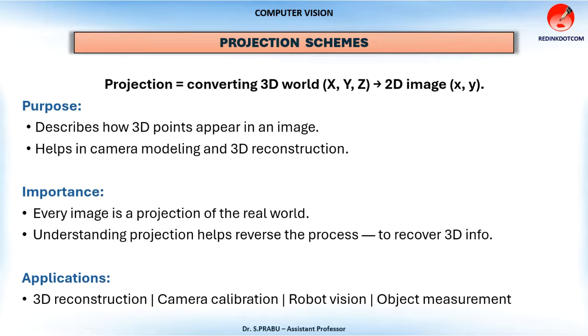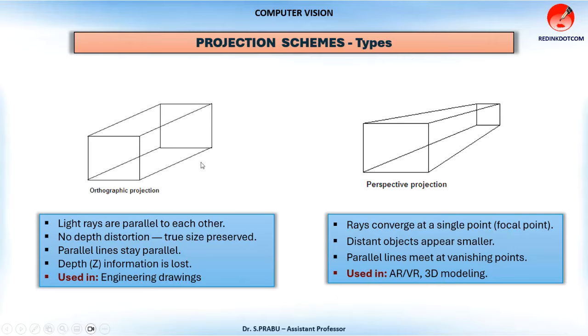Understanding how this happens is very important because if we know how 3D points are projected, we can reverse the process and get back their 3D positions, which is what 3D reconstruction does. There are mainly two types of projection. One is orthographic, another one is perspective.